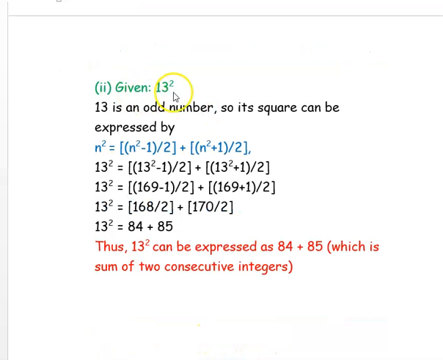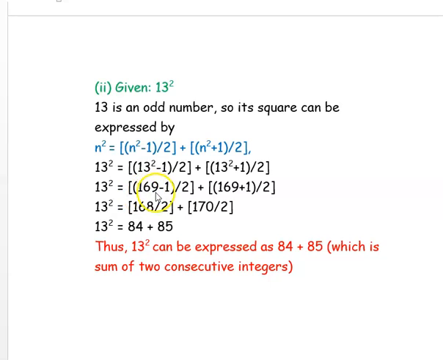The next number given is 13 square. We know that 13 is an odd number, so its square can be expressed by the formula n square equal to n square minus 1 divided by 2 plus n square plus 1 divided by 2. Now instead of n square, I am going to substitute 13 square. So, 13 square minus 1 divided by 2 plus 13 square plus 1 divided by 2.